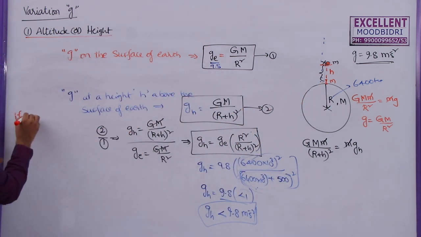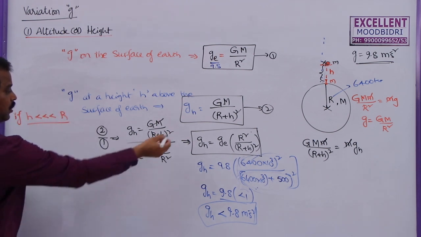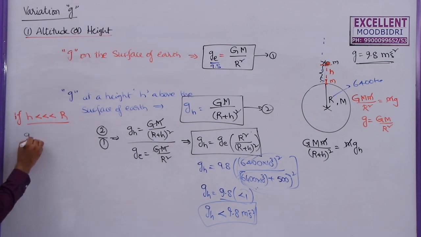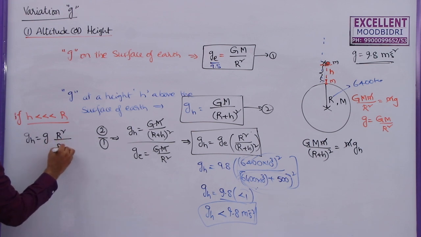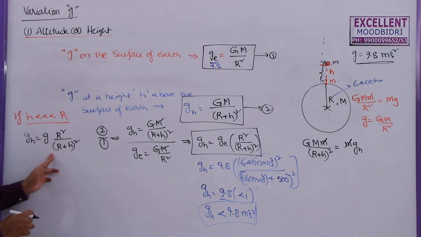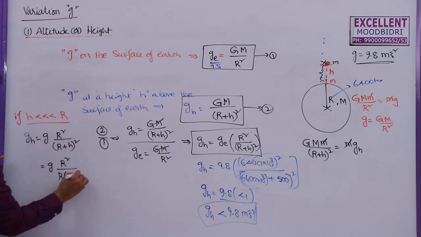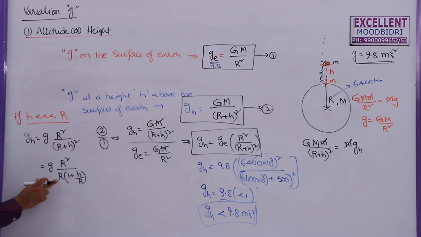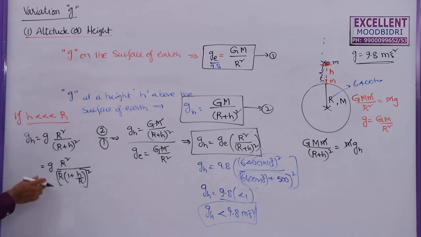So if h is very small, much lesser than r, then what is the condition here? Let me take the same formula here. g_h is equal to G into R square by (R plus H) whole square. This equation can be written like this. Now, if you take R common, this will become G into R square by R into (1 plus H by R) whole square. So these two are the same equations.